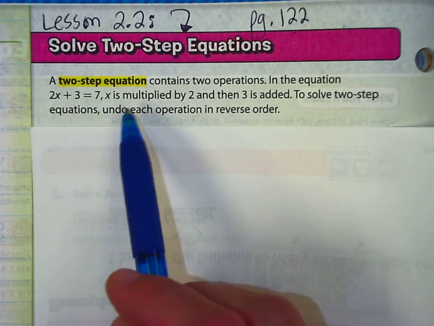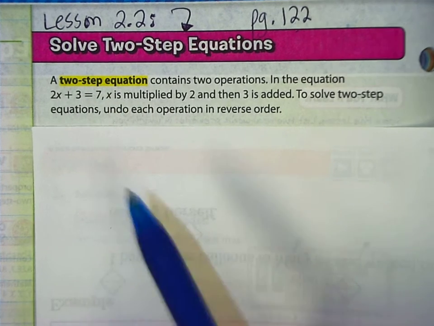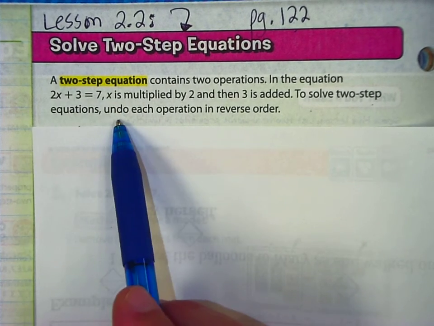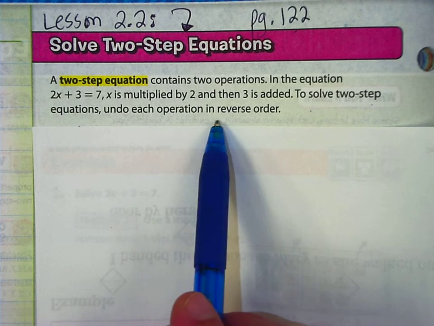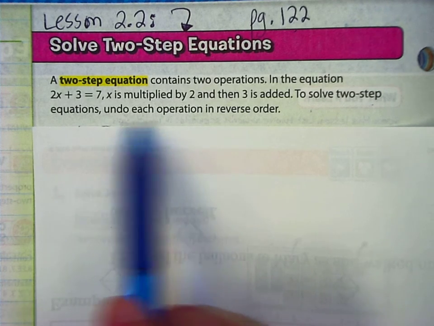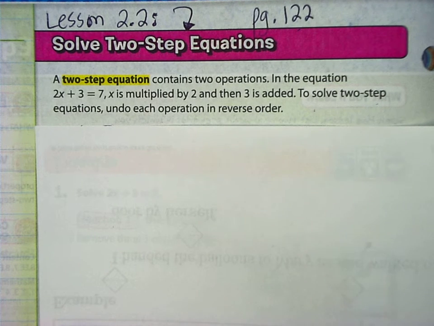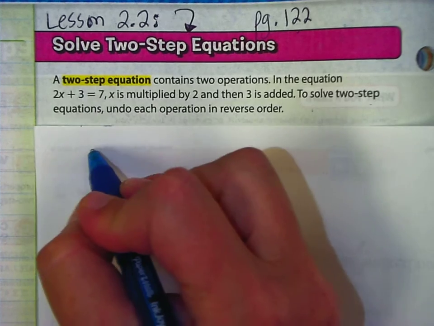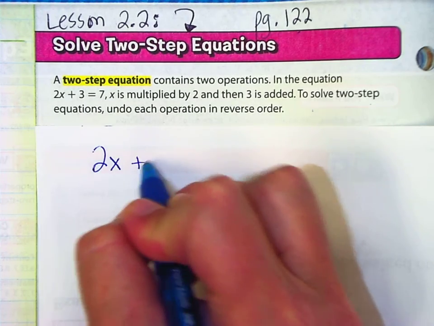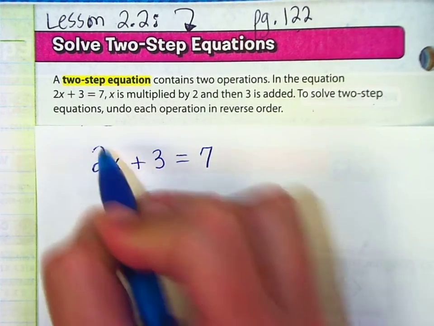Two-step equations means you're going to perform two steps. So to solve two-step equations, undo each operation in reverse order. Okay, undo each operation means that we are going to perform the opposite operation in order to solve and get the variable by itself. So let's start off with 2x plus 3 equals 7.